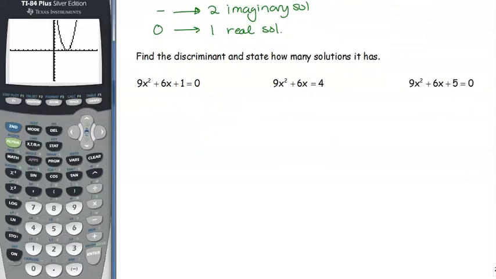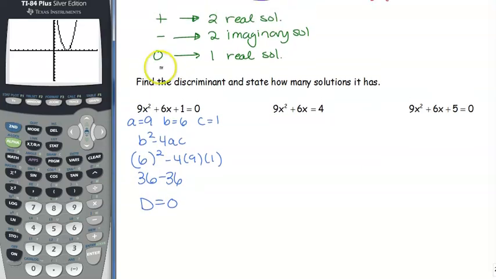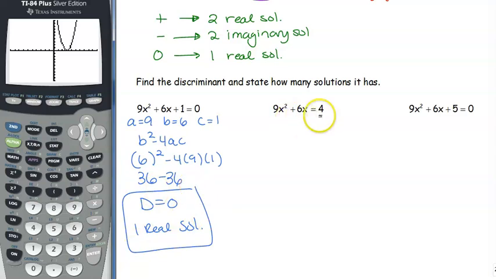We look down at the bottom, find the discriminant, and state how many solutions it has. So we need to look at the a value, the b value, and the c value. And remember, this is just b squared minus 4 times a times c. So we've got 6 squared minus 4 times 9 times 1. So our discriminant value here, 36 minus 36, the discriminant value is 0. And according to our chart up here, if the discriminant is 0, we have 1 real solution.